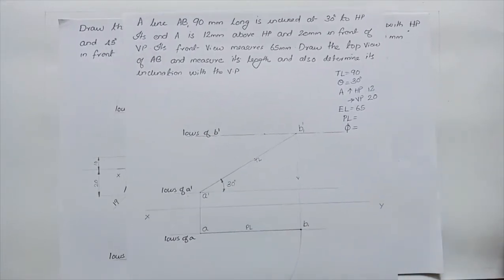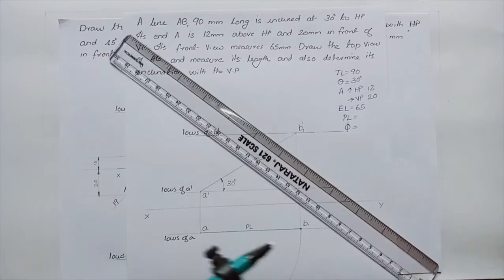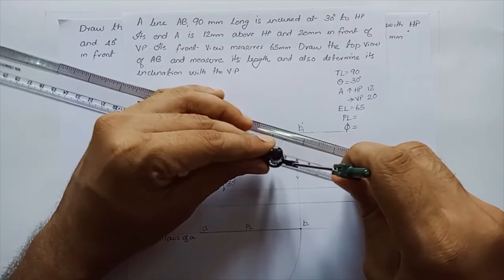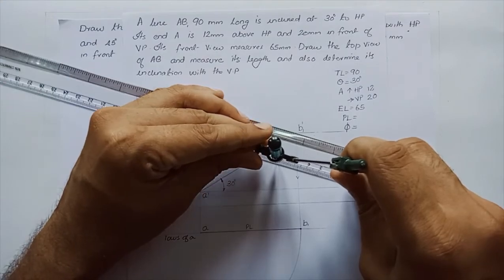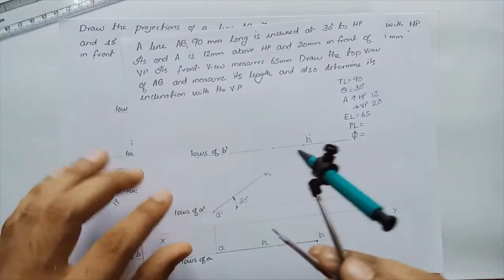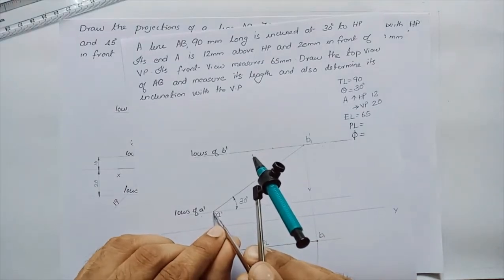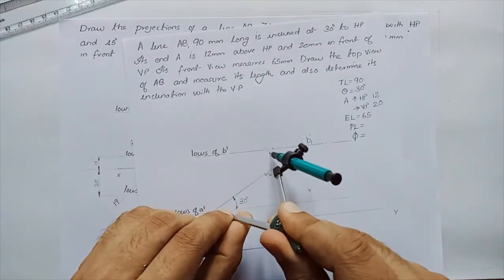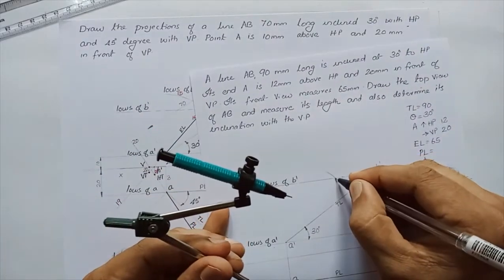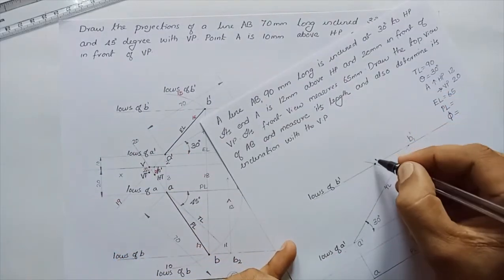So how to draw the front view directly? You take 65 mm in the compass. Take a measurement of 65 mm in the compass, and with A dash as center, you cut an arc on the locus of B dash, and this point will be B dash. This point is B dash.